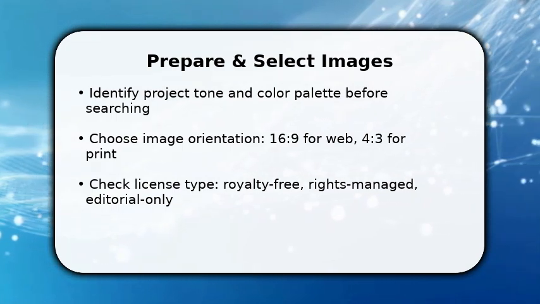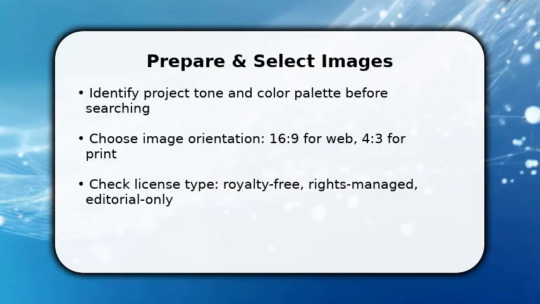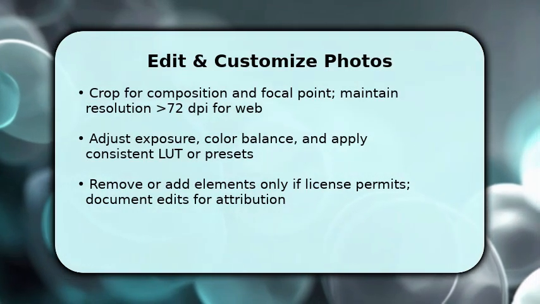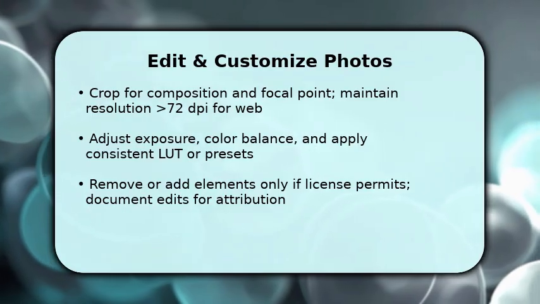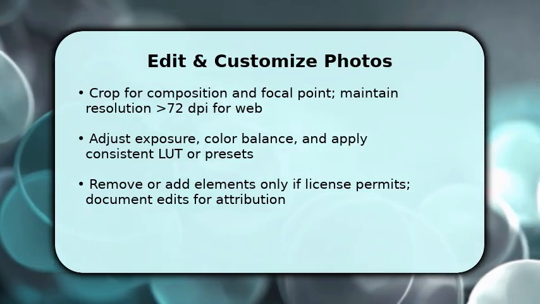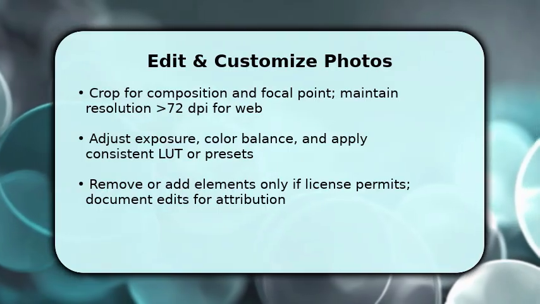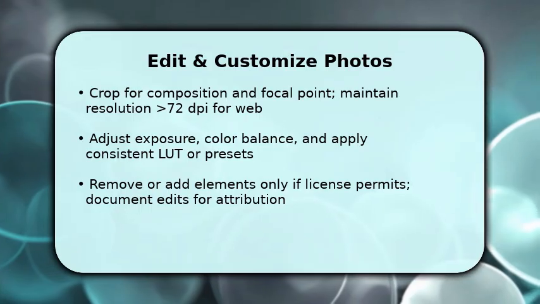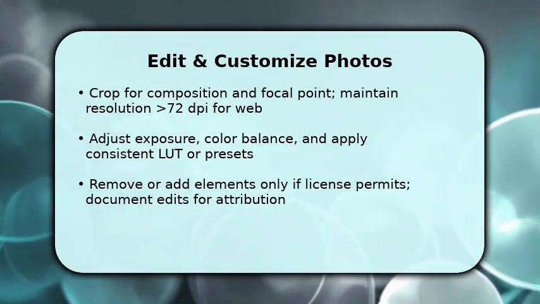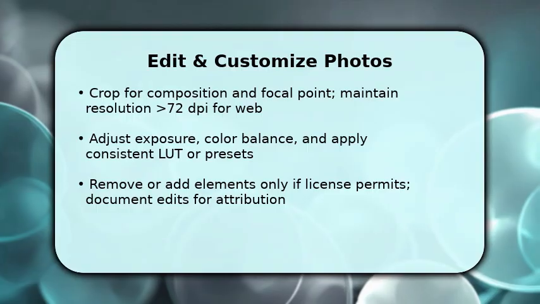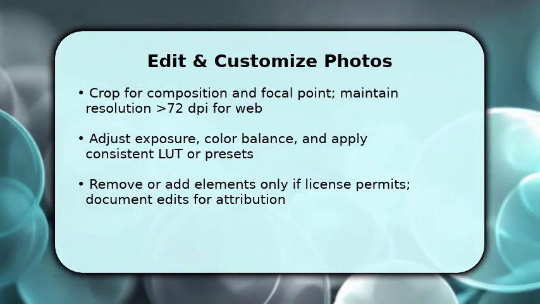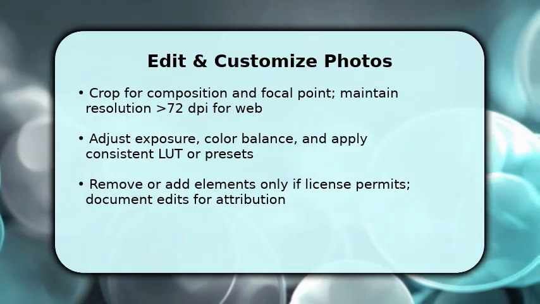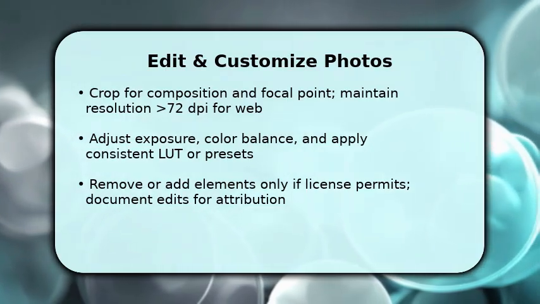Next, import chosen files into your editor and make purposeful adjustments. Crop to focus the subject, correct exposure, and harmonize colors with a preset to ensure brand consistency. Once done, scale while preserving resolution. 72 dpi is fine for web, higher for print. If you need to remove objects or composite elements, verify the license allows such edits and retain original files and edit notes for asset tracking. This ensures legal compliance and repeatable visual standards across platforms.